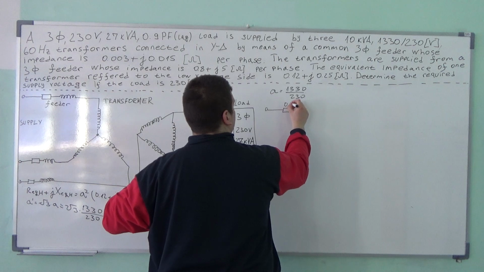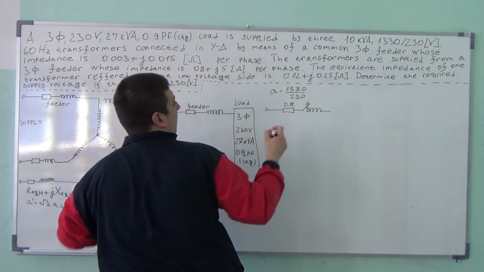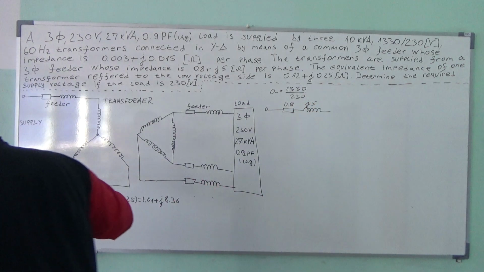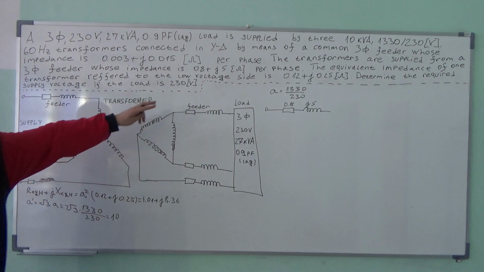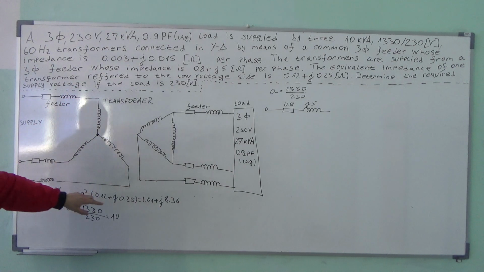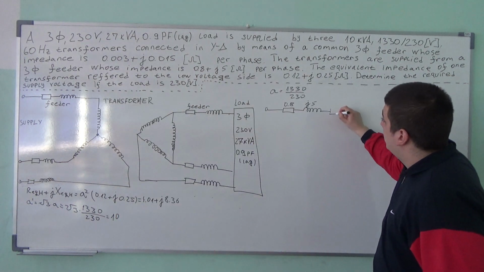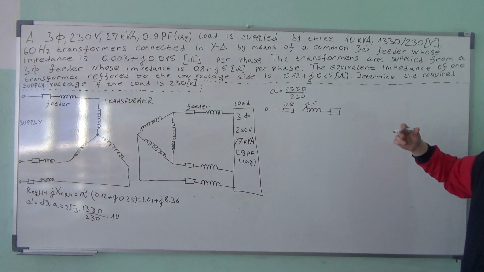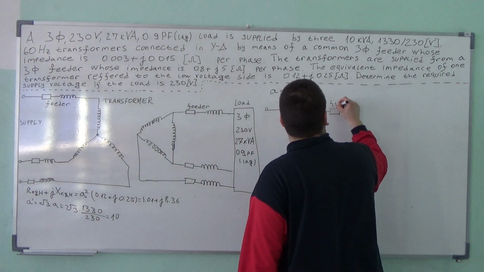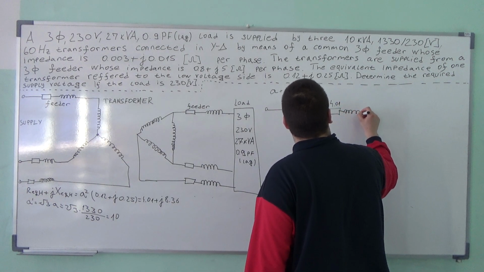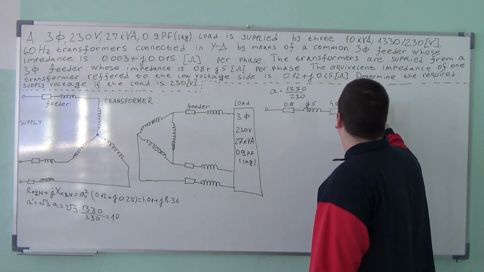0.8 is the resistive part, and the inductive part is j5. So this is from the primary side. We have this feeder over here. Now we referred the transformer impedance from the low voltage side to the high voltage side. The winding resistance of the transformer per phase is equal to 4.101, and the leakage reactance is 8.36.